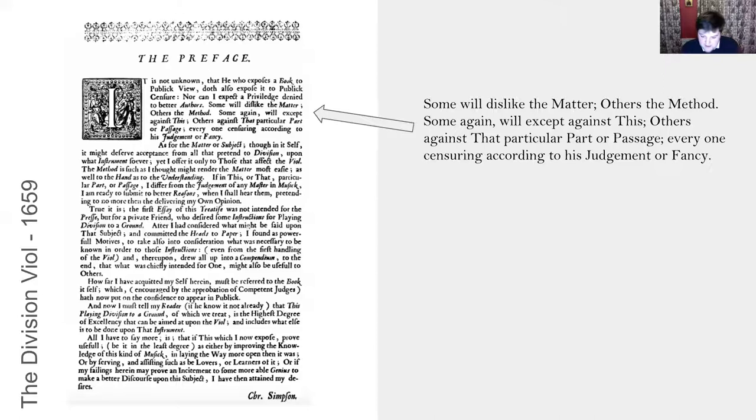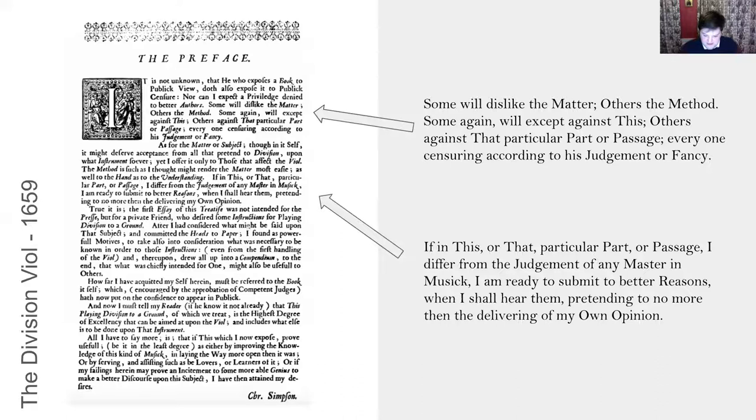"If in this or that particular part or passage I differ from the judgment of any master in music, I'm ready to submit to a better reasons when I shall hear them, pretending to know more than the delivering of my own opinion." He then goes on to talk about how the book came to be in the order that he has written it. Originally for John Bowles, it was just meant to be instructions on how to play divisions. Simpson soon realised that he should teach people how to play the instrument too if he was to publish the book for the public.